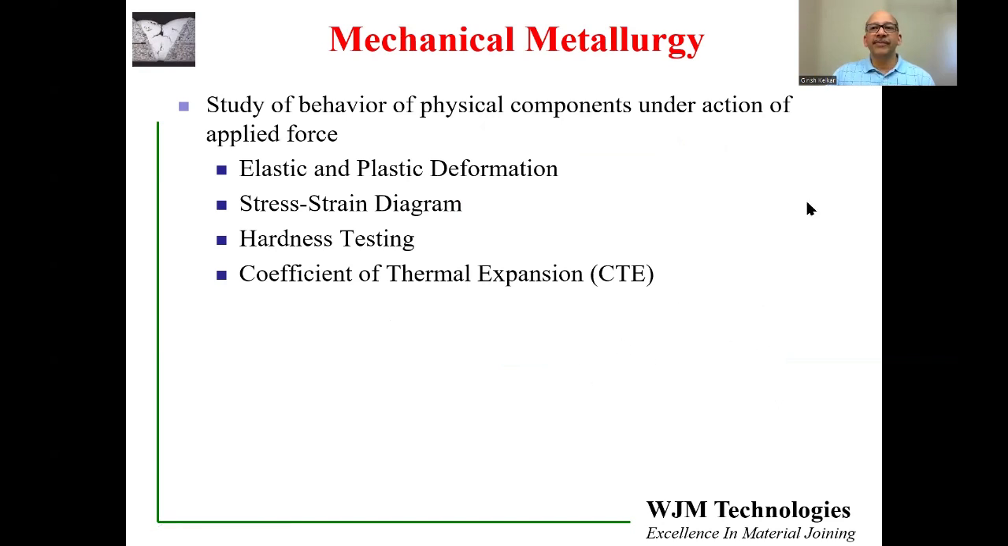In this video, we're going to review mechanical metallurgy and how that affects your interpretation of the welds. We are going to look at mechanical metallurgy, which is the study of behavior of physical components under action of an applied force. So whenever you apply a force, whether internal in the weld or external, it causes some changes or deformations in the weld, and how does that affect the performance of the weld? We're going to look at elastic and plastic deformation, stress strain diagrams, hardness testing, and coefficient of thermal expansion.